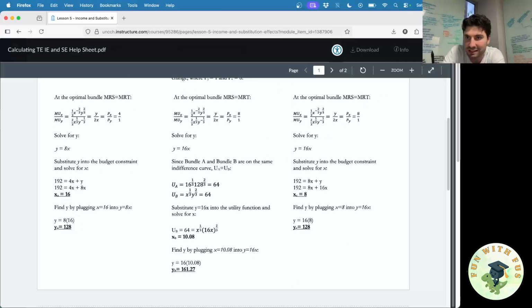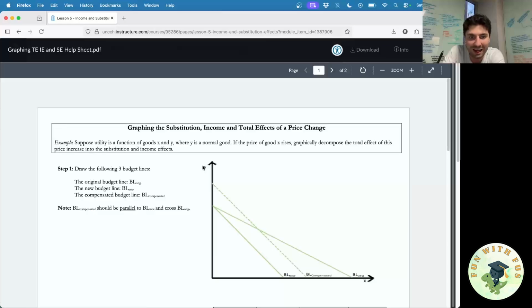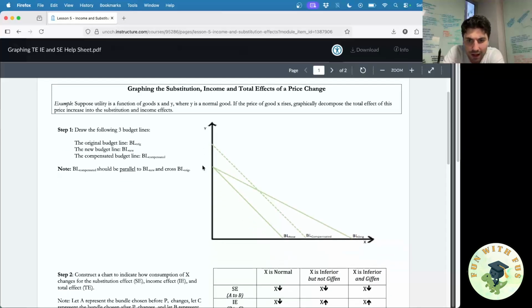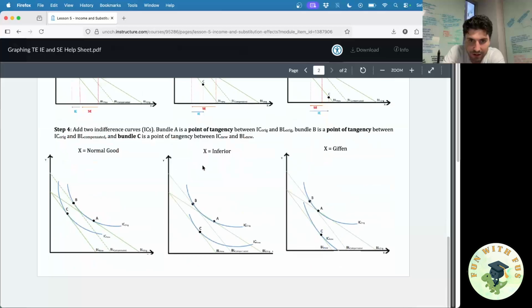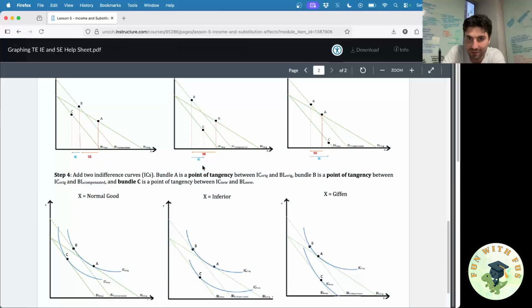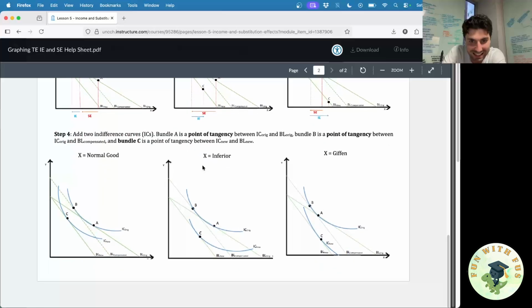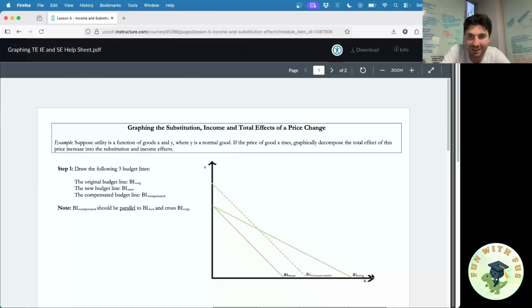Mathematically it helps piece it together, but I think we've shifted away from that because we're a little behind this semester. And this is just a really good review. I would look at this if what I just explained in the past 5 minutes didn't make sense. It pretty well teaches you the point of tangency thing that I just mentioned, the compensated budget line, and how to graph them.